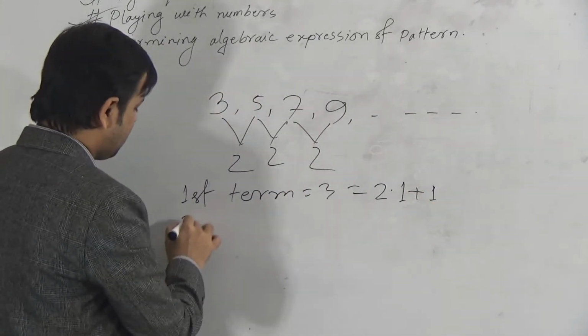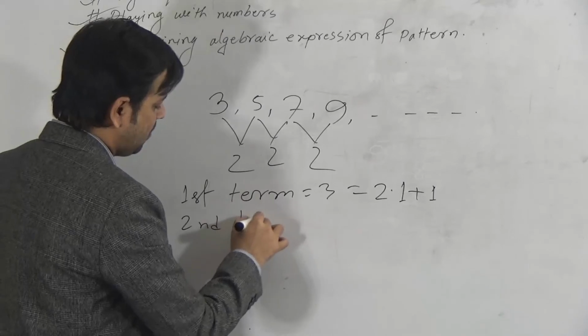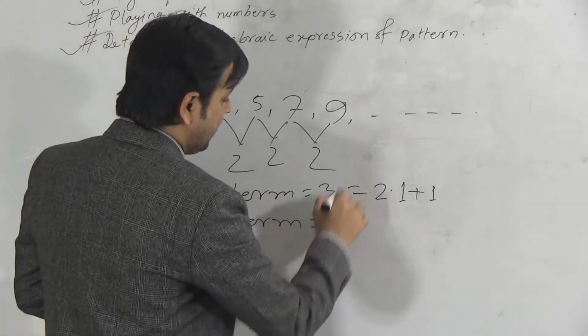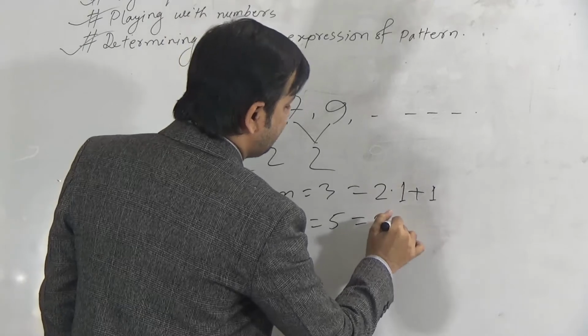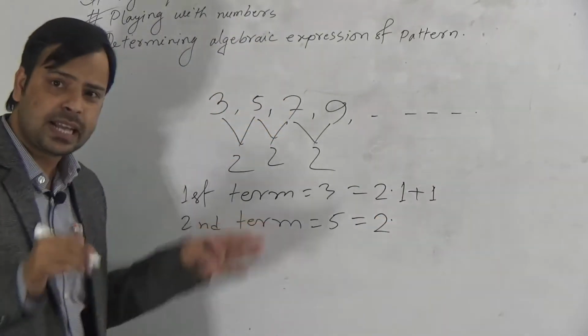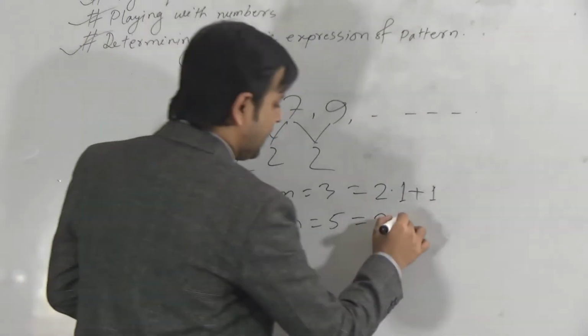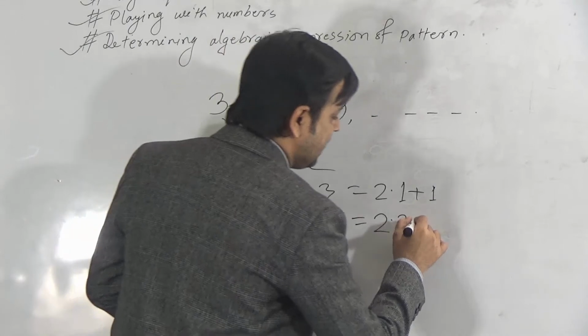Okay, now the second term, that is 5. How can I get 5? At first write the difference. As this is the second term, multiply this difference 2 by 2.